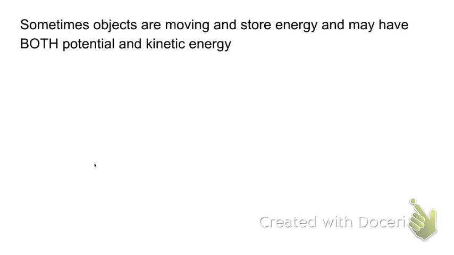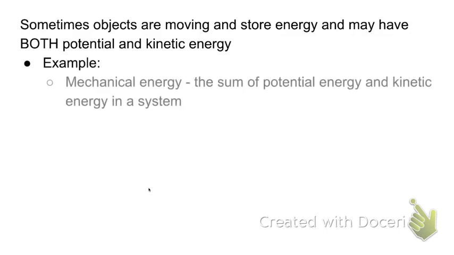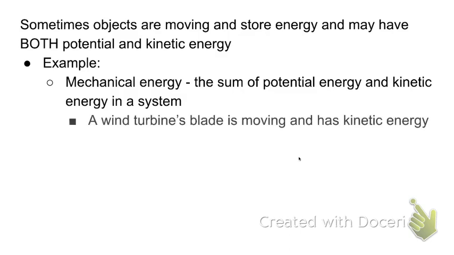Sometimes objects are moving, but also they have stored energy, which means they might have a combination of both potential and kinetic energy in them. So it's not as simple either or. For example, we define mechanical energy, which is another type of energy, as the sum of the potential energy and the kinetic energy that exists in a system.